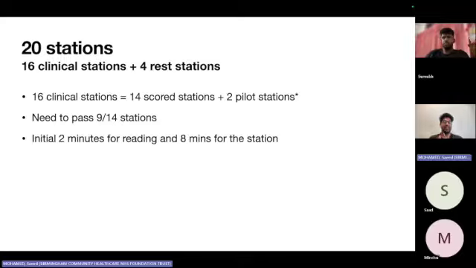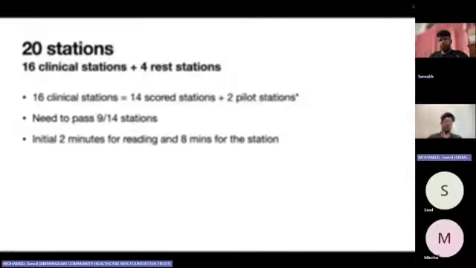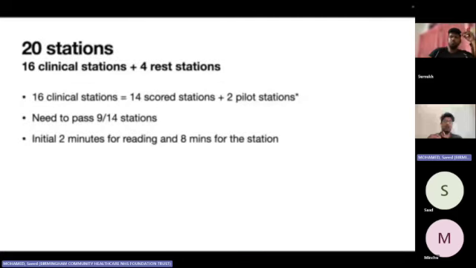So you have to take all the clinical stations seriously. And you need to pass 9 out of 14 stations to basically pass the exam. The total duration for each station is 10 minutes, and you will be given 2 minutes of reading time and 8 minutes for the station. And just to let you know, if you've got any questions in between, feel free to ask.